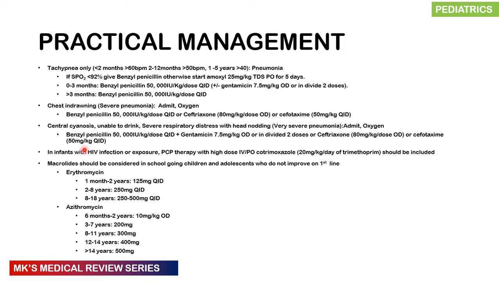So in infants with HIV infection or HIV exposure, and you're suspecting that they may have a fungal infection, we may consider PCP therapy with high dose, either IV or oral cotrimoxazole, at 20 milligrams per kg of trimethoprim, and this should be included in your regimen. Macrolides should be considered in school-going children and adolescents who are not improving on the first line. So we can give them erythromycin if it's 1 month to 2 years, 125 milligrams 4 times a day. If it's 2 to 8 years, 250 milligrams 4 times a day. If it's 8 to 18 years, 250 to 500 milligrams 4 times a day. We can also consider azithromycin.